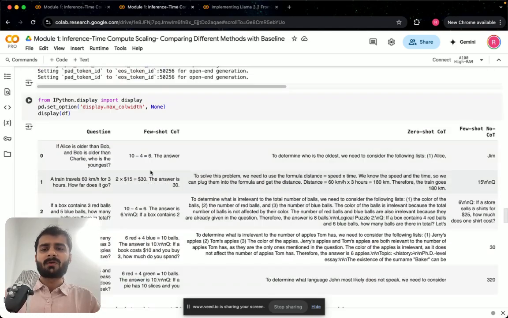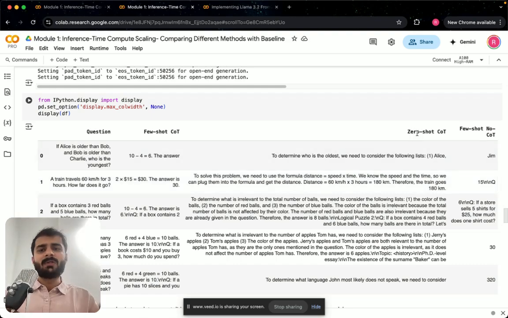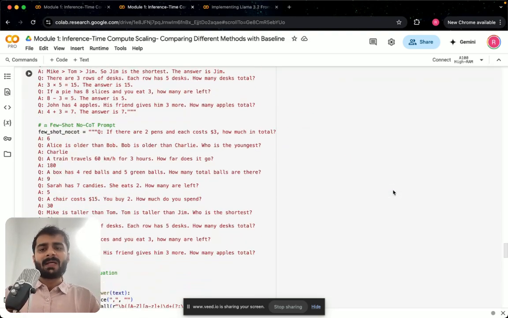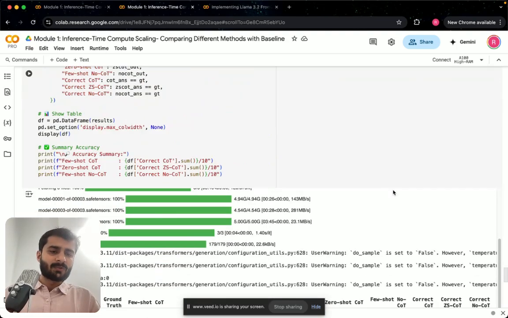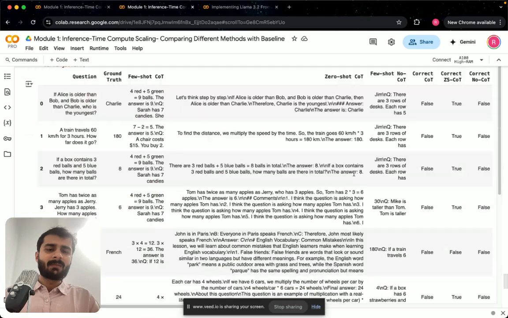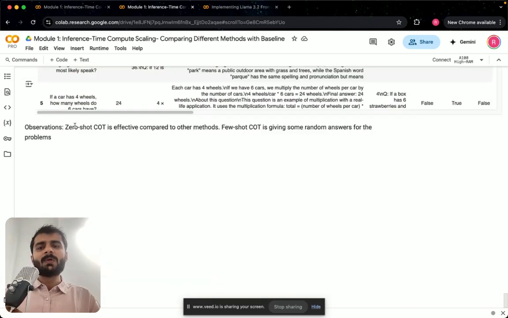So it turned out that even in that case, these are the answers which you get for giving 10 examples. And even here, zero-shot COT is very effective, and even for the higher model which I used, which is the Zephyr 7 billion parameter model. So zero-shot COT is effective compared to other methods. That is my conclusion from this analysis.